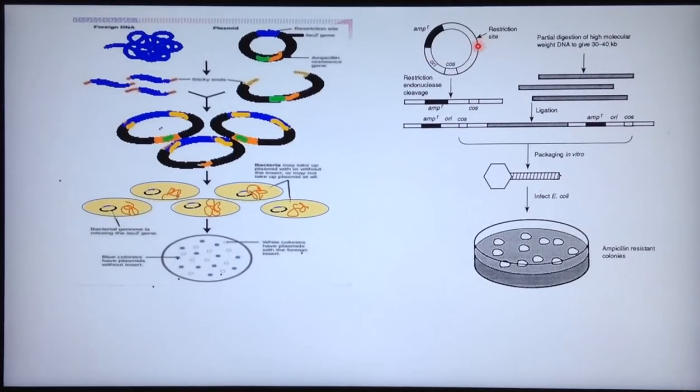Now here we have phage as a vector. Partial digestion of high molecular weight DNA gives 30 to 40 kb fragments. Here we have ligation and packaging of the phage, which then infects E. coli cells. Wherever there is clearance of the E. coli colonies, or the presence of plaque, that means the phage is present and we can process these bacteriophage vectors for sequencing as well.